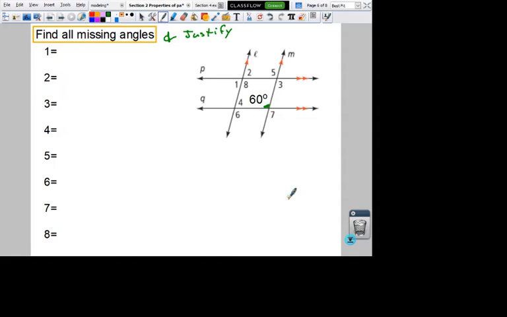So Quana, what's that first one you found? Because I know you did it right. Angle 4. Okay, how do you know? Because it's same side interior, right? Yep, same side interior. And what does 4 equal? 120. Angle 4 is 120 degrees, and it is same side interior to the 60 degree angle. All right, I know angle 4 is 120.